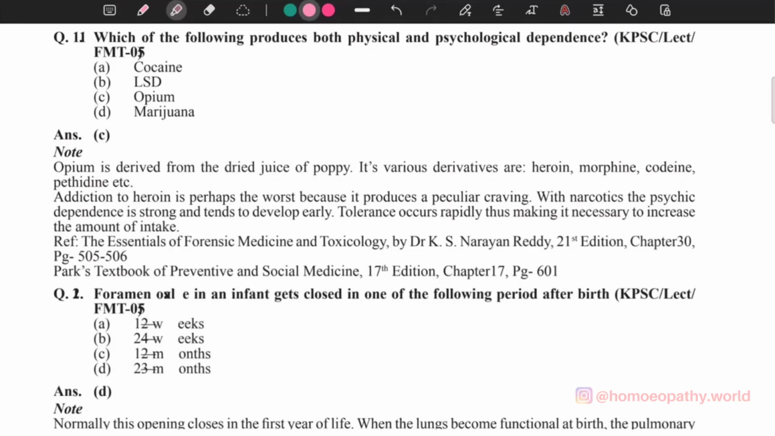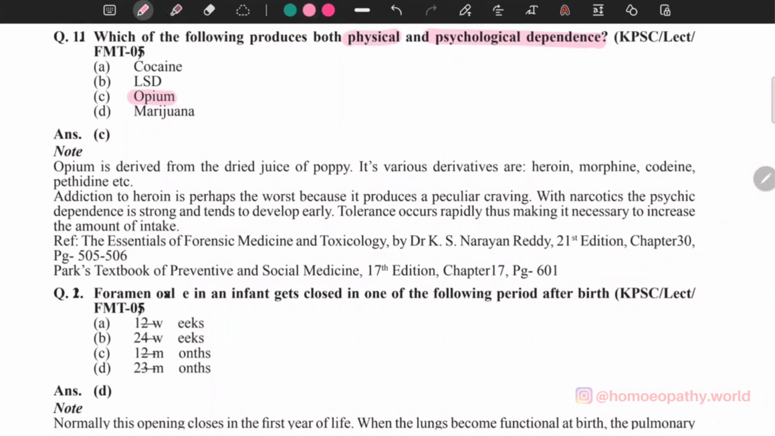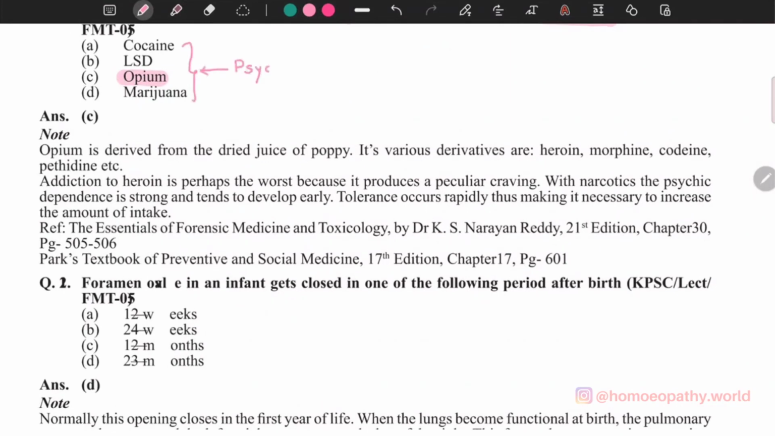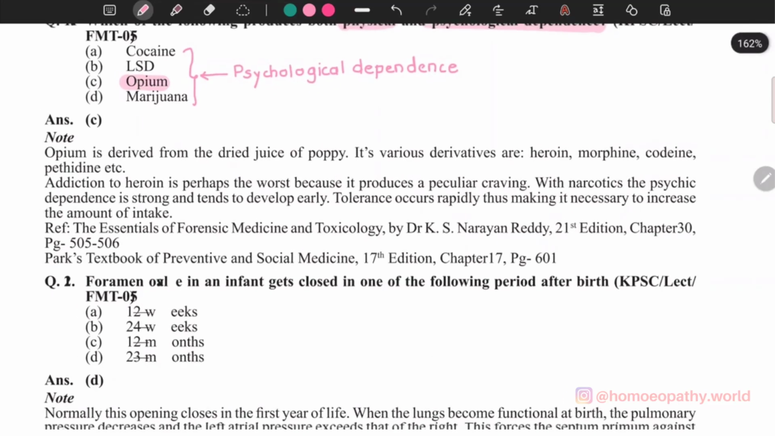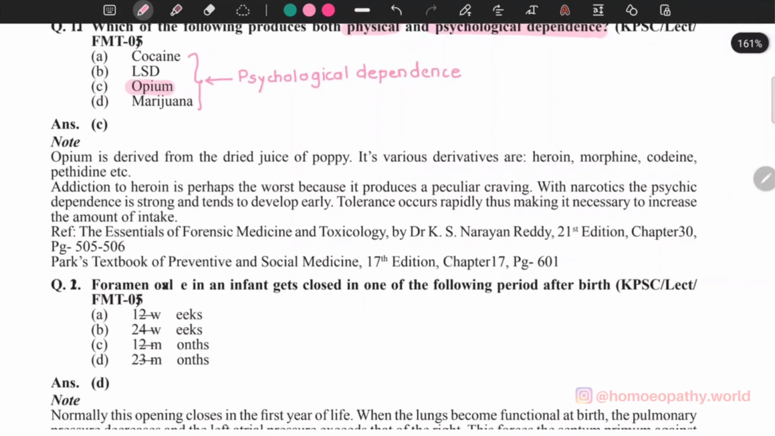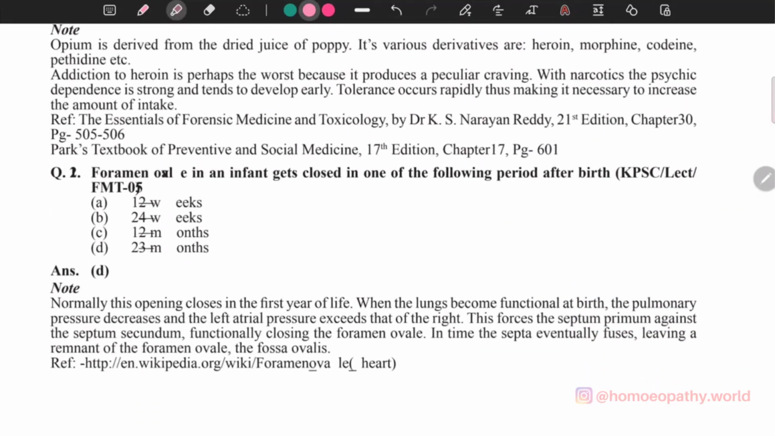Next question, which of the following produces both physical and psychological dependence? A. Cocaine, B. LSD, C. Opium, and D. Marijuana. Here the answer is C. Opium, because it produces both physical and psychological dependence. Rest others are producing only psychological dependence. From these, only opium is the one which is producing both psychological as well as physical dependence. So that is why opium is the answer.